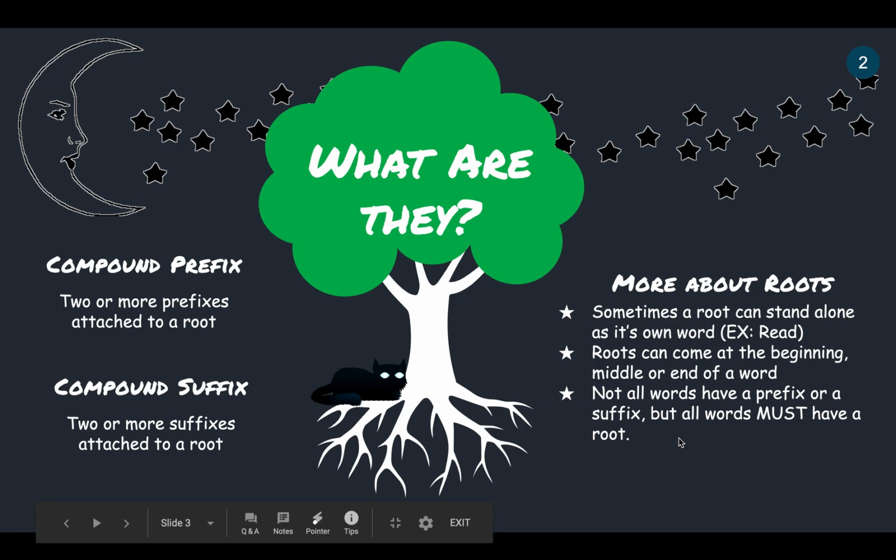Sometimes a root can stand alone on its own, like the root or word read. You can attach prefixes and suffixes to the word read, and it changes the meaning of the word. But read is a root that can stand alone. Roots can also come at the beginning, middle, or ends of words. And not all words have to have a prefix or a suffix, but all words must have a root.